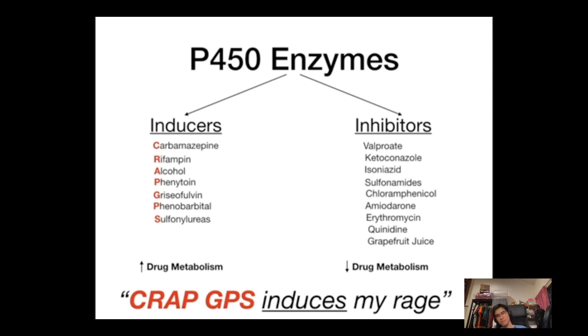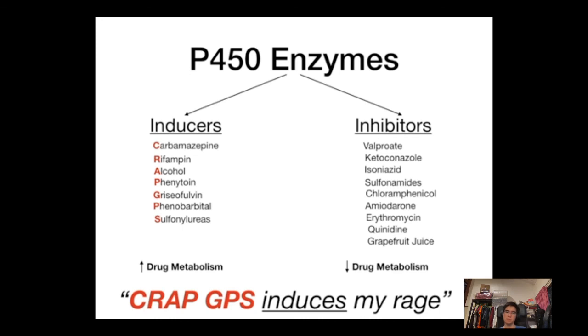If you can look at this list and know what the inducers are, then by process of elimination, you'll know what the inhibitors are. So I never, ever memorized the inhibitors, but I just memorized the inducers using my mnemonic. And then on test day, if I got some question where it was very clear they were asking me about either an inhibitor or an inducer, if it wasn't one of the CRAP GPS drugs, then I knew it was an inhibitor, and therefore I knew it was inhibiting P450, and I would work that out in my head to figure out what the answer was. But you literally cannot go wrong if you know this mnemonic. So CRAP GPS induces my rage.